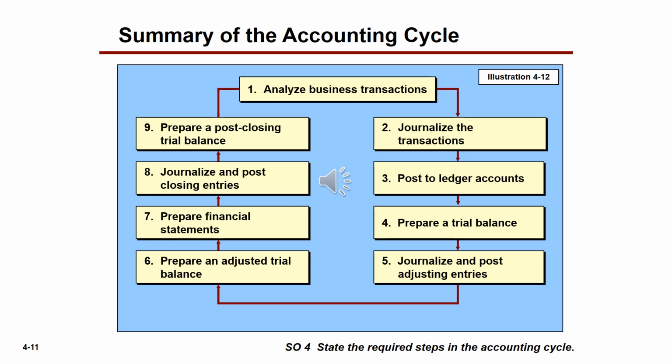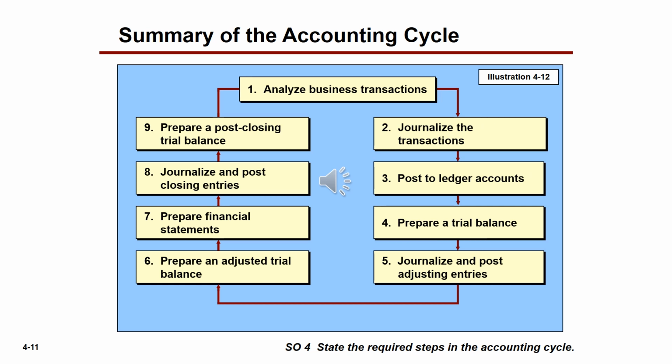The main difference between this one and the one that includes 10 steps is that we do not perform a worksheet, right? So as you can see here, the accounting cycle starts with analyzing business transactions that we learned in chapter 1, and then journalize the transactions, post the ledger accounts, and prepare a trial balance. These 3 steps we have learned in chapter 2, and then journalize and post adjusting entries and prepare an adjusted trial balance, which we have learned in chapter 3.